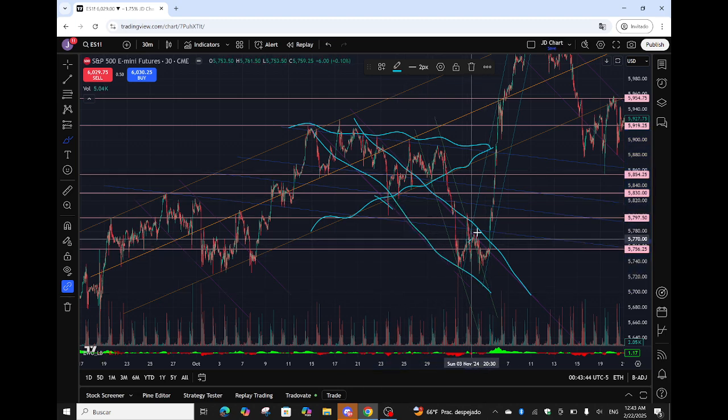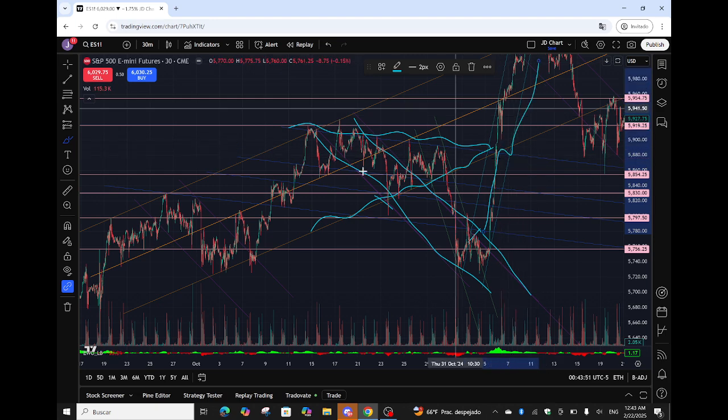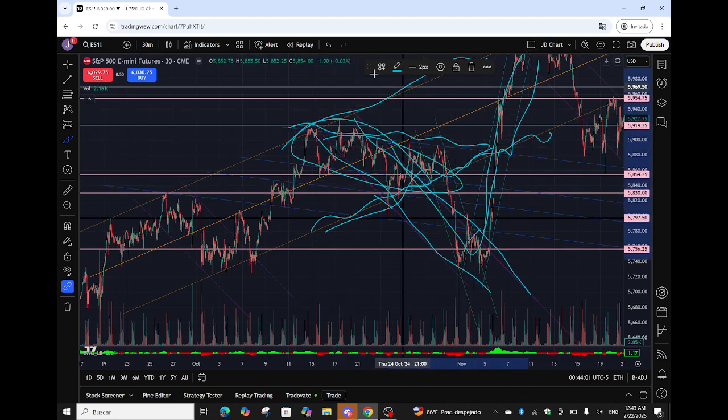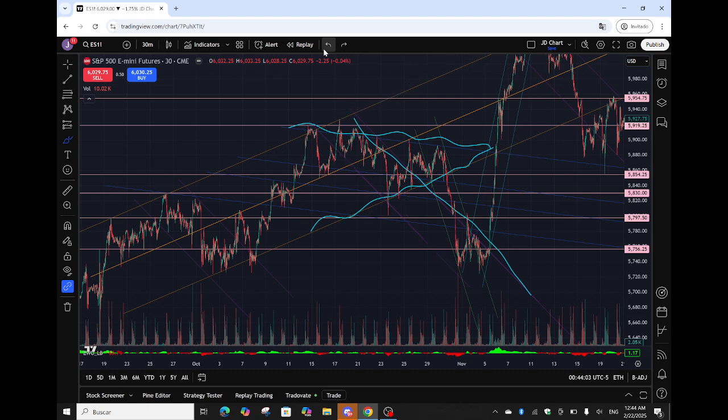Once we break out of it, all these previous blue resistances turn support, right? Boom, support, boom, and we get carried through to where the previous sellers were. So the sellers start buying at this price. They get grabbed as liquidity. Boom. Okay. Because remember, shorts have to always cover.